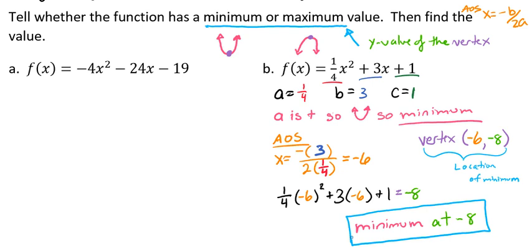So think, if A being positive made the graph open up, what would A being negative do? So I'm going to have you work out f of x equals -4x squared minus 24x minus 19. We want to know, is it a minimum or a maximum value? And then where that value is, like what is that value? So go ahead and push pause, and then when you're done, push play, and let's see if you were right.